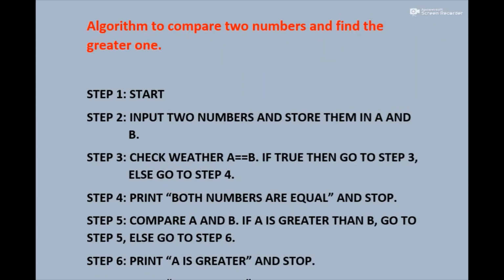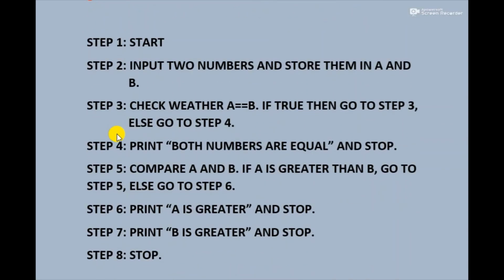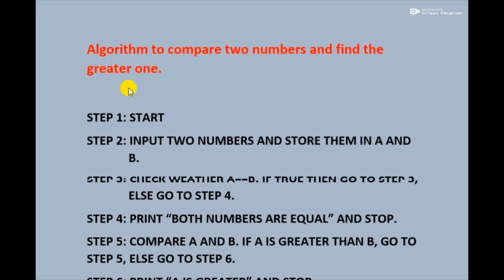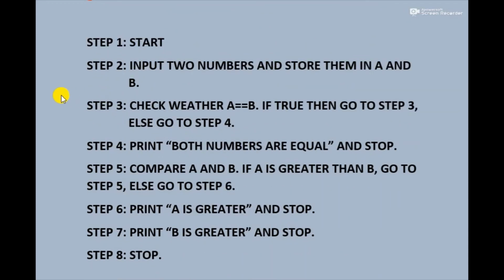The next algorithm is to compare two numbers and find the greater one. Again we can see the algorithm starts with the start step and ends with the stop step. First of all, we require inputs, and there are two inputs in our problem. In step 2, input two numbers and store them in A and B. That means the inputted numbers will be stored in variable A and variable B.